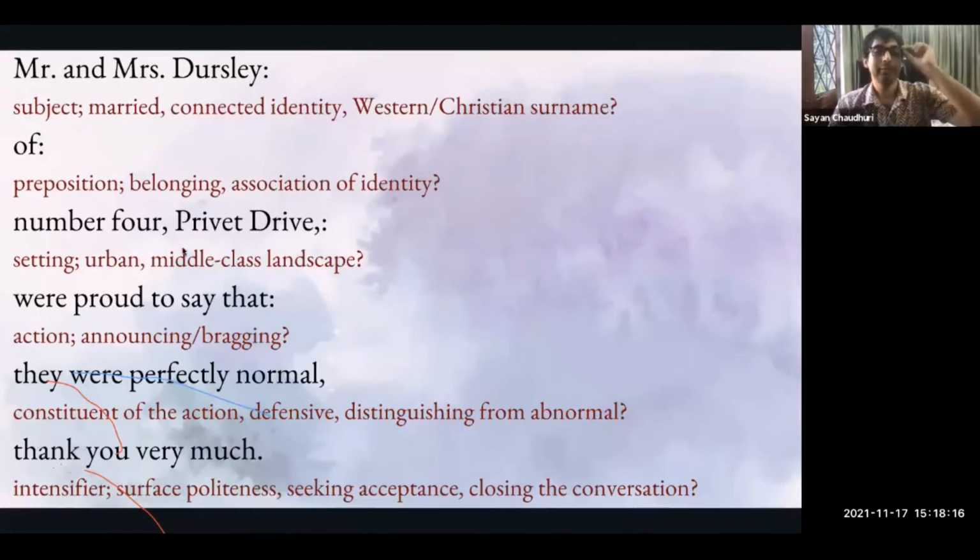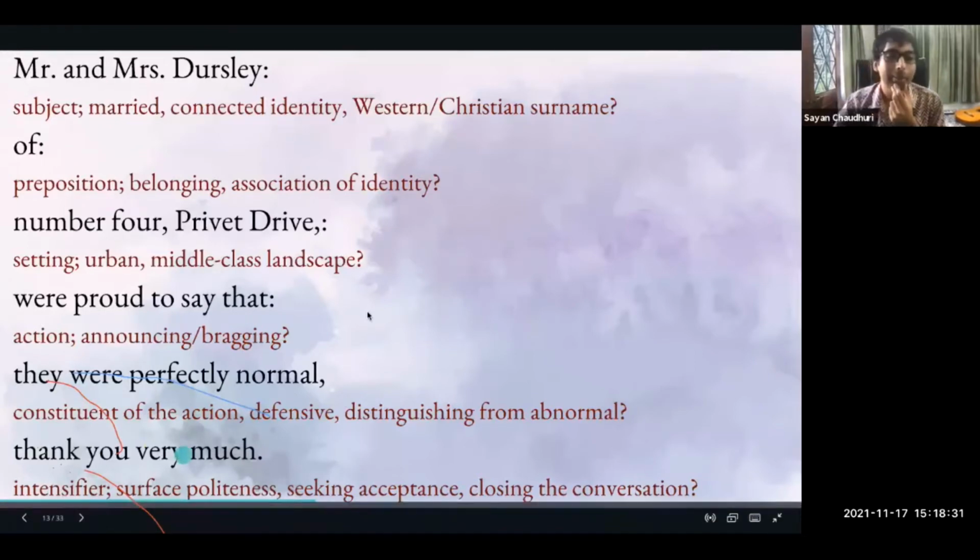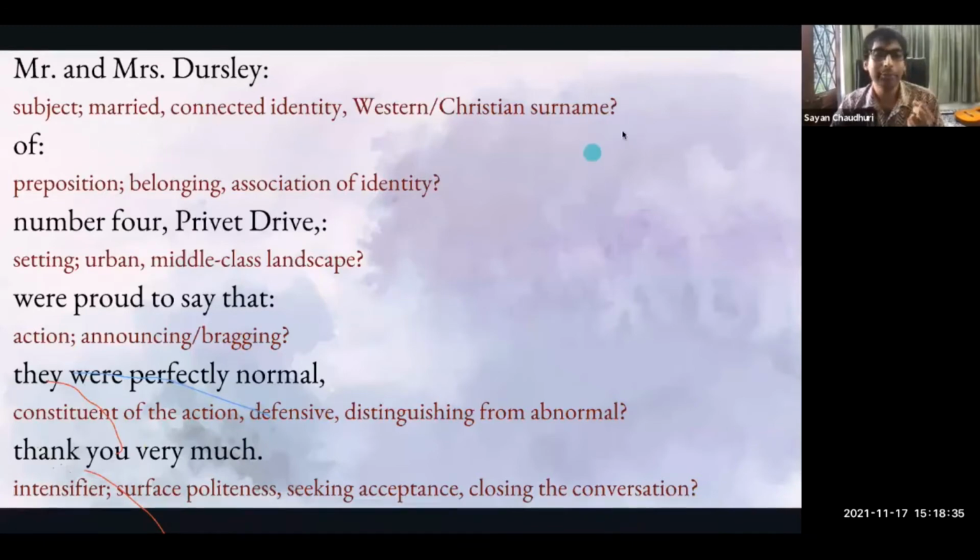Number 4, Privet Drive. So it's an urban middle-class landscape, maybe. You're announcing or bragging that they're perfectly normal. This may show a defensive psychology. And "thank you very much" is an abrupt ending. It's surface politeness. Perhaps it's also seeking acceptance, right? You want people to just know that you are perfectly normal.